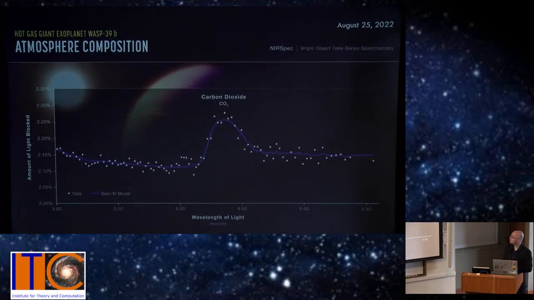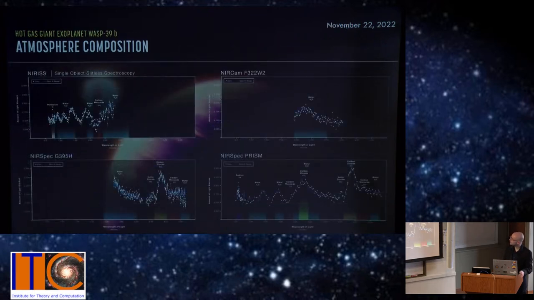Through the early release science program of the transiting exoplanet community, we reported in August the first detection of carbon dioxide in the atmosphere of an exoplanet. And just a handful of months later, with multiple instruments, we followed this up and obtained a complete spectrum from 0.5 microns all the way out to 5.5 microns of an exoplanet with multiple different instruments, which are all consistent with each other, really demonstrating that not only is JWST working, but we're also getting surprising inferences.